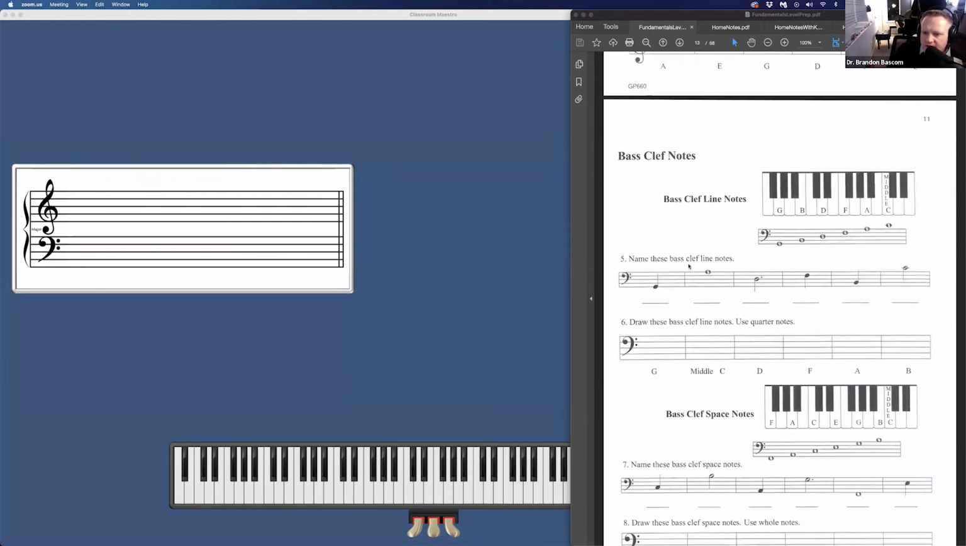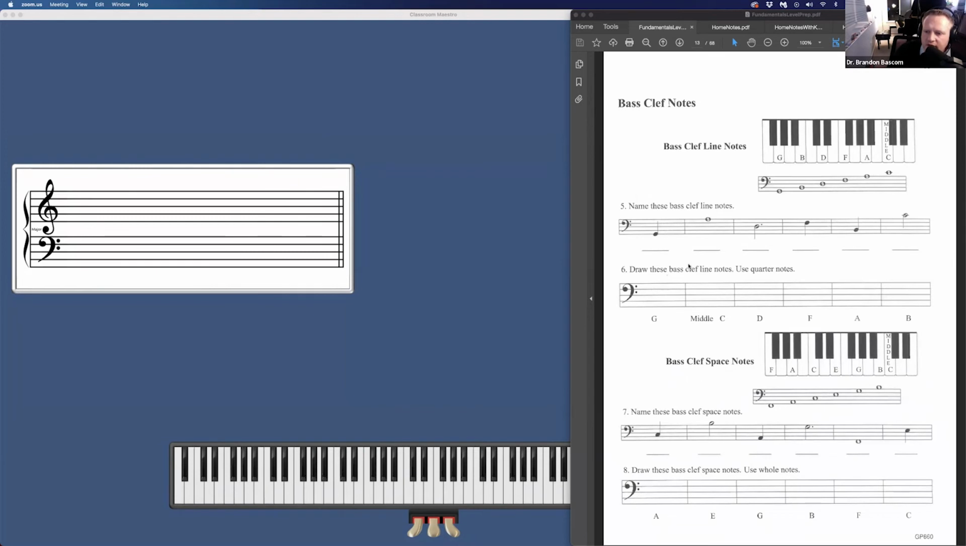Page 5, doing the same thing, this time in the bass clef. So don't forget your bass clef home notes. Bottom space A, step down. This one you could do F clef F, skip up, or you could do middle C, skip down.